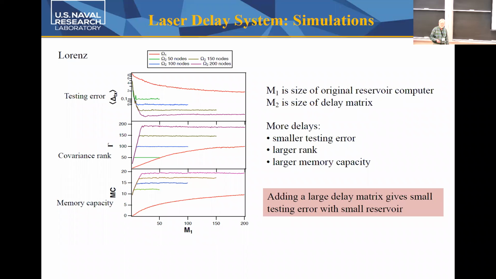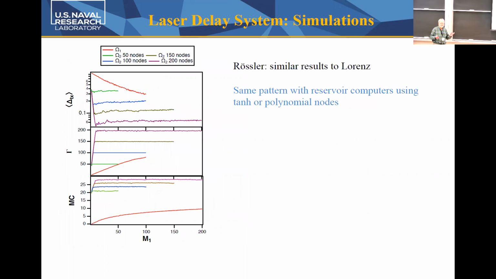So I can just keep the reservoir itself fairly small. That's fairly important for these laser delay systems because you're depending on this big delay loop to give you extra nodes. The more nodes you need, the longer that delay loop, the slower your reservoir runs. So this could give us a big speed up by a factor of 20 or so in that delay reservoir.